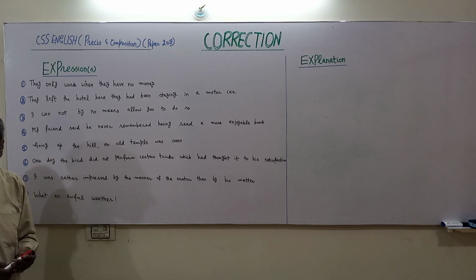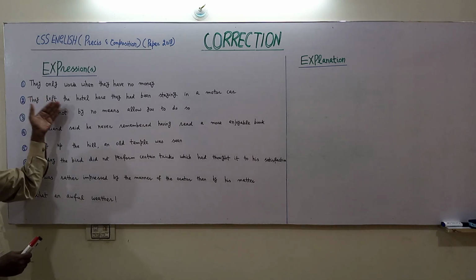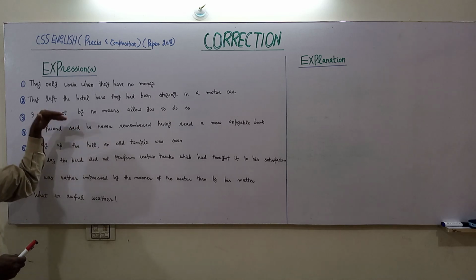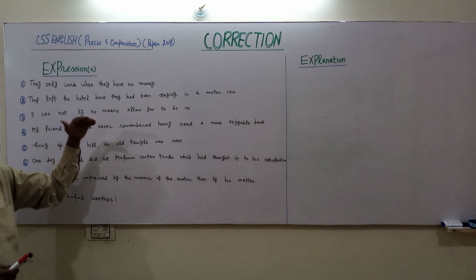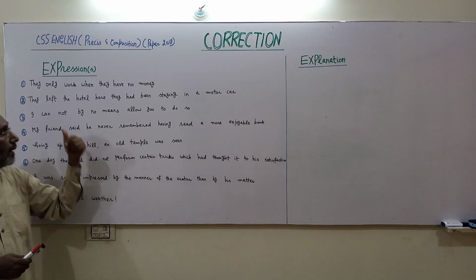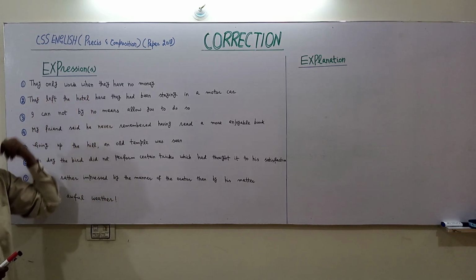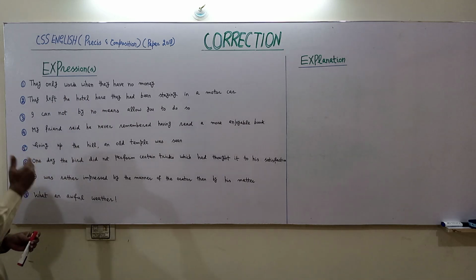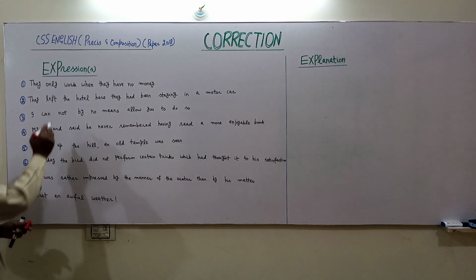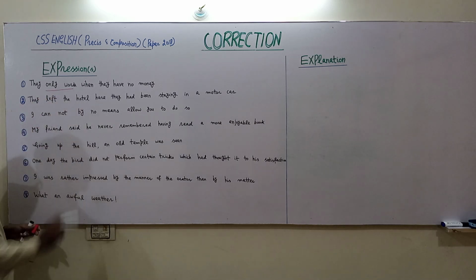The first is, they only work when they have no money. The expression is very simple. Can anyone guess? They only work when they have no money. This sort of mistake is there in so many papers. In the previous paper of 2019, in two previous videos of mine, I think one or two expressions were of this sort. So I have already discussed this, but let me recap. They only work when they have no money. Apparently it's okay.